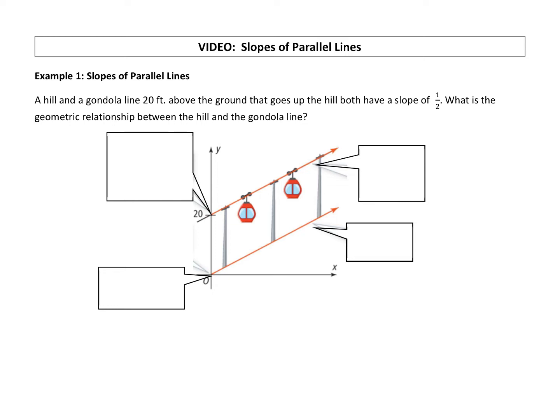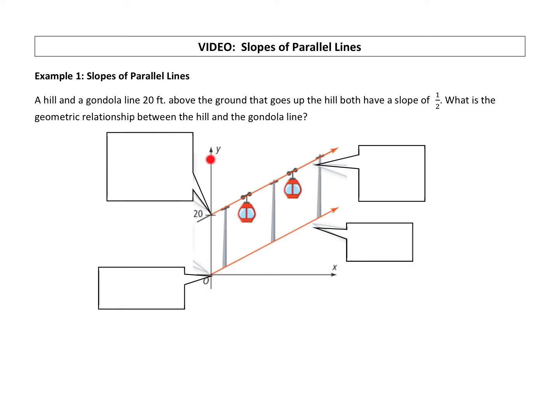So let's just make sense of the picture and then we'll address the question we're being asked. This is the hill. It's going up the hill right here. We can see we have these posts going up from the hill, creating our gondola line. And it said that the gondola line is 20 feet above the hill. So there's that 20 feet right there.